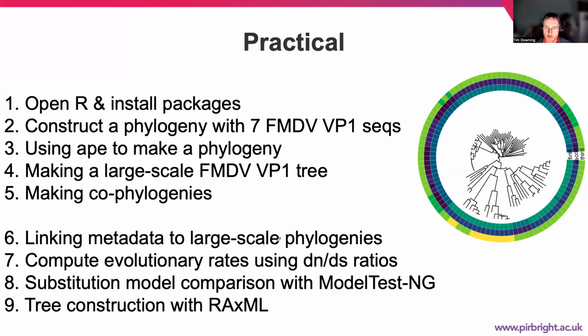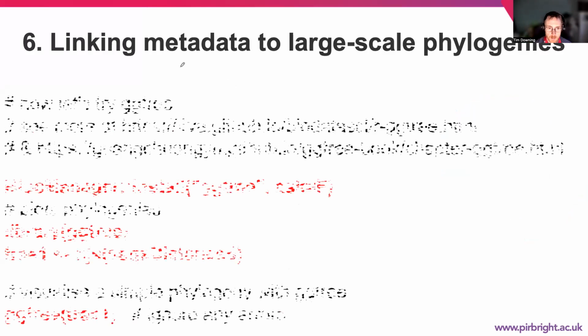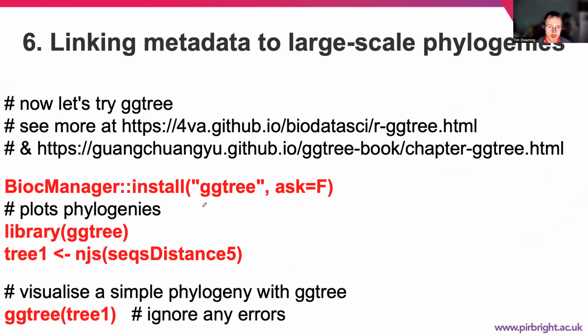So welcome to Lab Practical 2 as a part of our course G07 on phylogenomics, where we're looking at linking metadata to large-scale phylogenies. So we're going to do this in RStudio as before, and we need to install certain packages such as ggtree to achieve this. What we're going to do with this package is take our sequences we had before of those FMDV VP1 regions and convert them into a tree that we're going to store as the variable tree1.